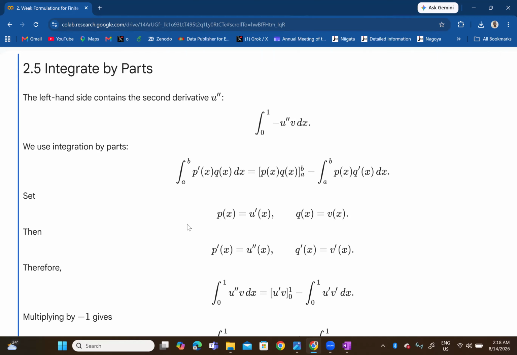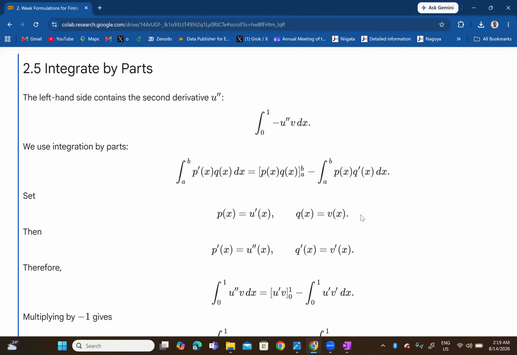Now, the next one, we set p of x to u prime of x. So as you can see here, p of x is u prime of x. That means p prime of x is u prime prime of x, for it to coincide with this idea here.